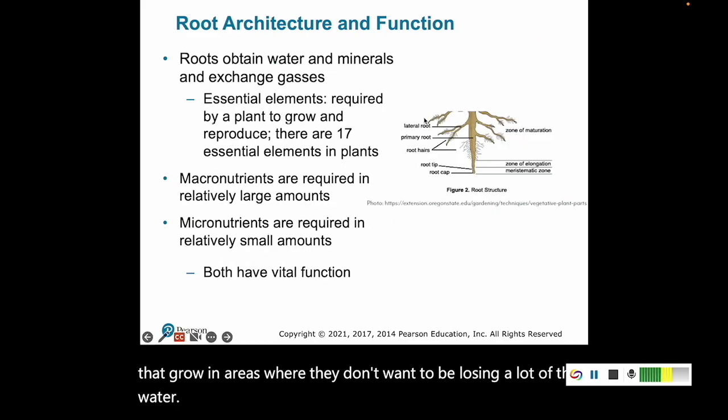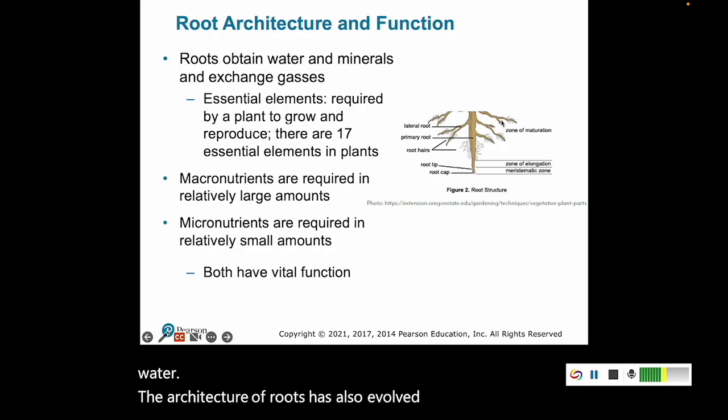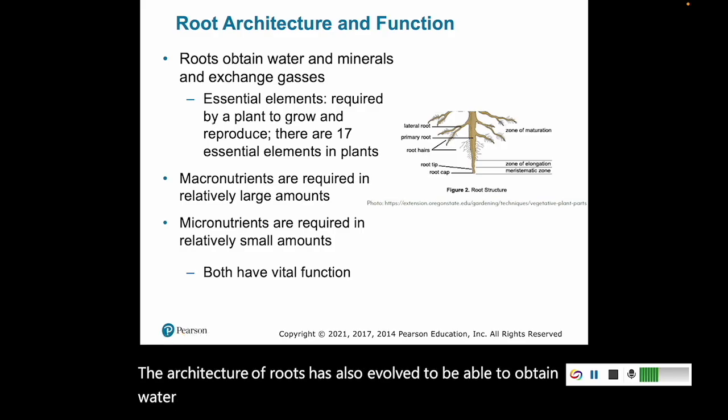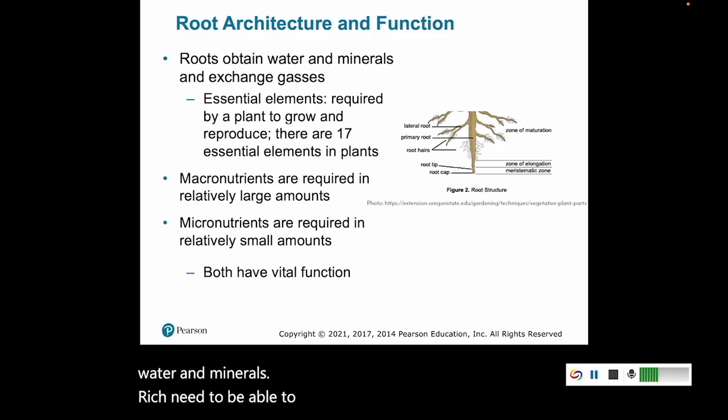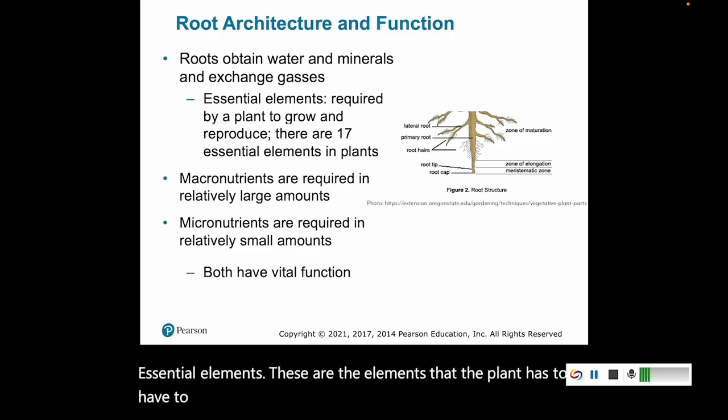The architecture of roots has also evolved to be able to obtain water and minerals. Roots need to be able to acquire essential elements. These are the elements that the plant has to have to reproduce. There are 17 essential elements in plants.